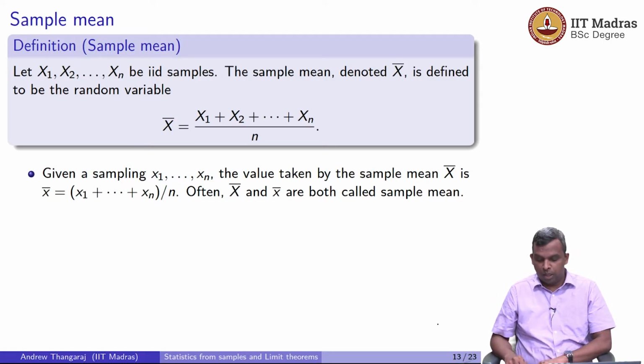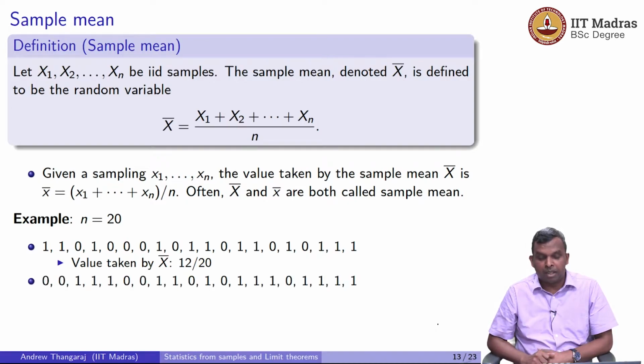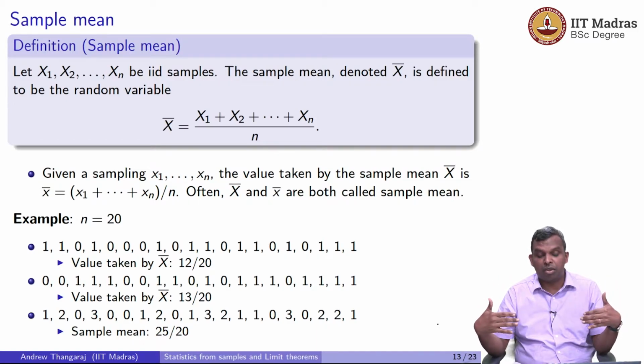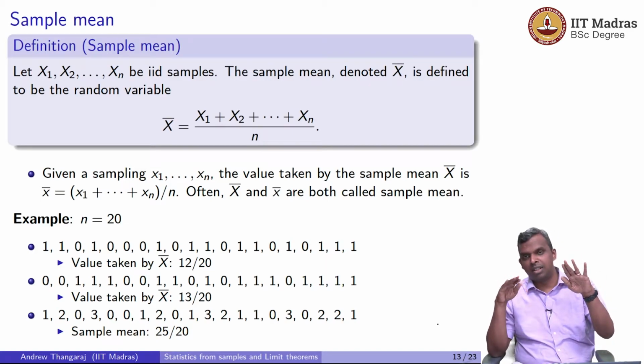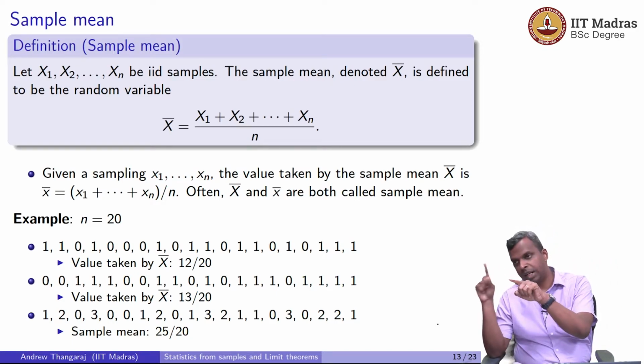So let's see a few examples. Here is an n equals 20 example. Here are a set of samples. The value taken by x bar in this case is 12 by 20. Here is the next case, another sampling. The value taken by x bar is 13 by 20. Here is another sampling from some distribution. The sample mean is 25 by 20. So depending on the particular sampling that you have, your sample mean changes from sampling to sampling. Remember, the sample mean usually refers to the random variable, and also the values taken by that random variable. Every time you get a sample, you will get a sample mean.